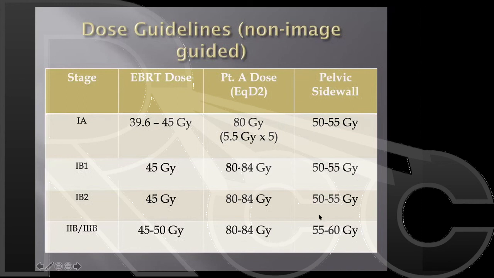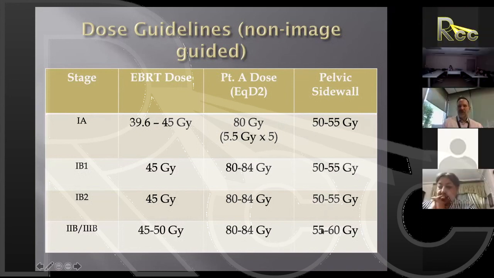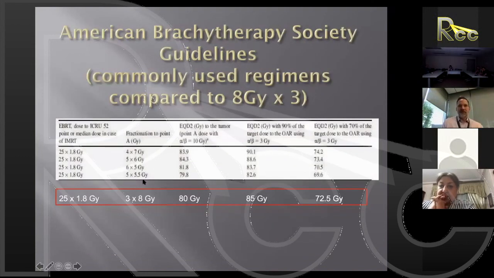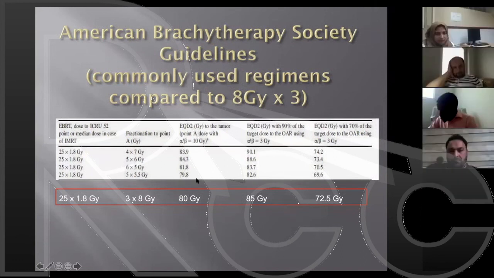And these are just some guidelines for pelvic sidewall dose based on whether the parametria are involved or uninvolved. These are the American Brachytherapy Society guidelines for fractionation. You don't see 8 gray times 3 on here, but we're using a lot more 8 gray times 3 in patients with favorable anatomy, and that's a perfectly fine way of fractionating patients if you have limited time and availability on your HDR machine. Really, this is where I got the 80 to 84 gray. This is the highest you're going to get for EQD2s to point A.